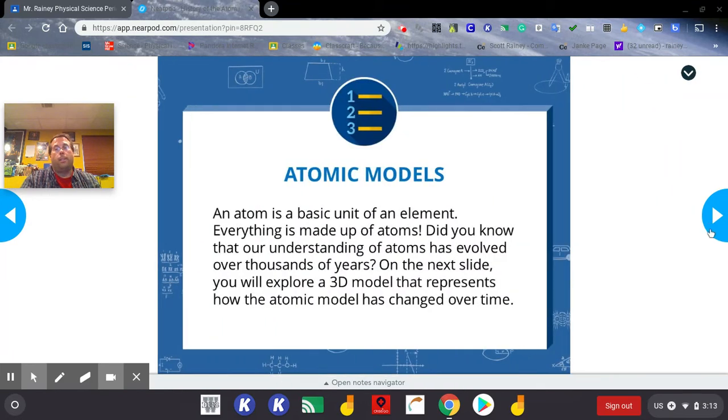Again, an atom is a basic unit of an element. Everything is made of atoms. You are, your table, air. But our understanding of atoms has changed dramatically over the last couple of years. We're going to talk about the 3D models that represent how the model has changed. I'll talk about them briefly and then we'll move on.